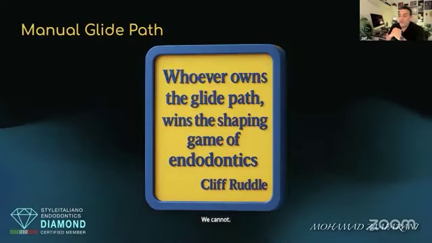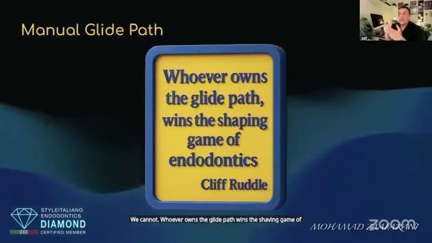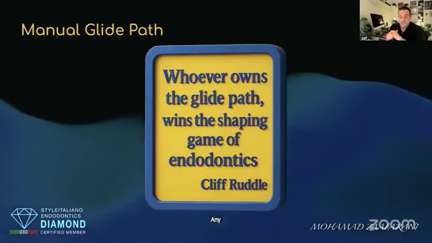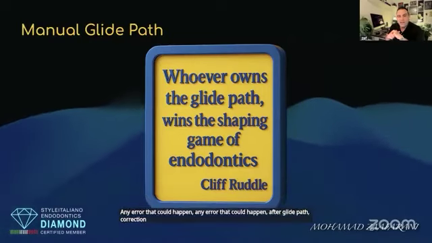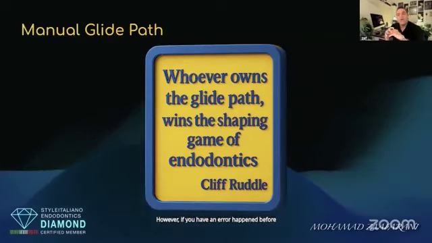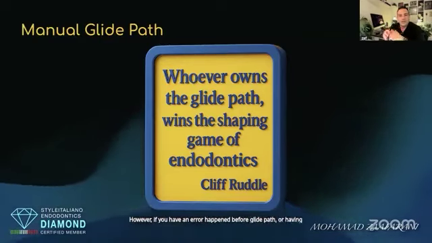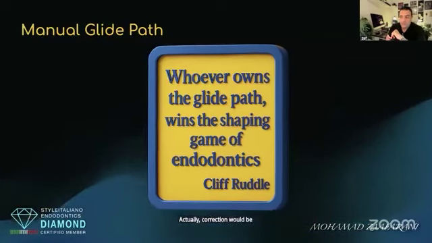We stated that whoever owns the glide path wins the shaping game of endodontics, because any error that could happen after the glide path is established would be easy to correct. However, if an error happens before the glide path, before having the canal patent from the orifice to the foramen, correction would be too difficult.